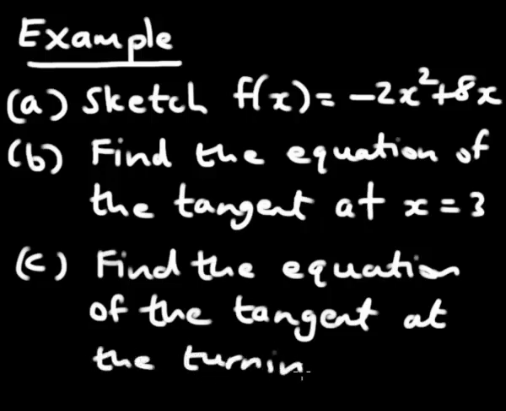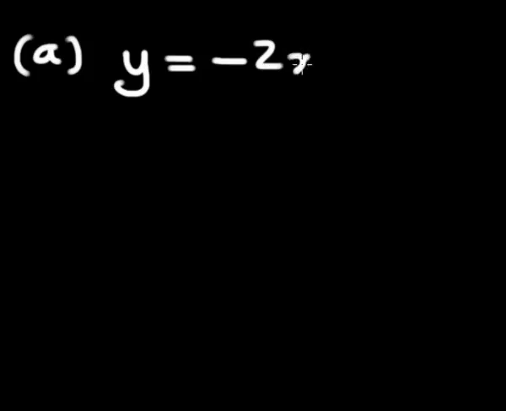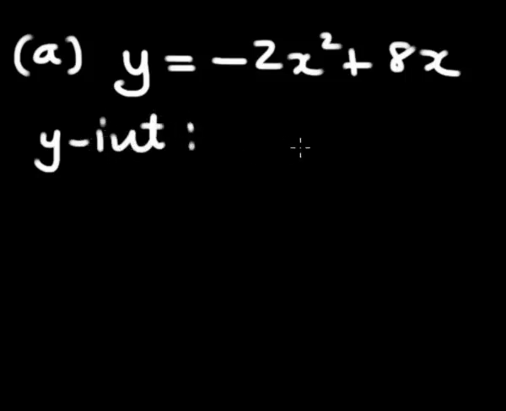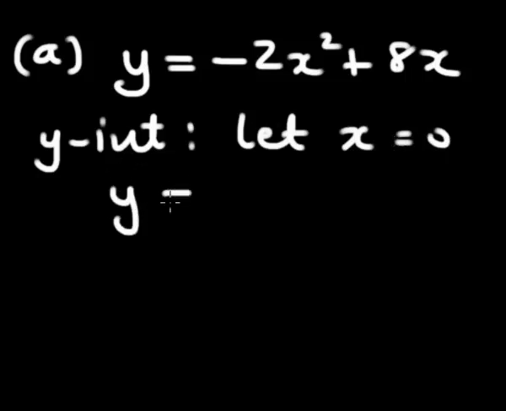Okay, so the first thing we're going to do is sketch the graph of the parabola, and then we're going to find the equation of the tangent at x equals 3, and then the equation at the turning point. So let's sketch the graph of f of x quickly. Here we go. Number A. Well, we know that y is equal to negative 2x squared plus 8x. How do we sketch a parabola? Let's start with the y-intercept. We let x be equal to 0. So what would your y value be? Well, all the x's go to 0, so it cuts at 0, 0. So your y-intercept is 0, 0.